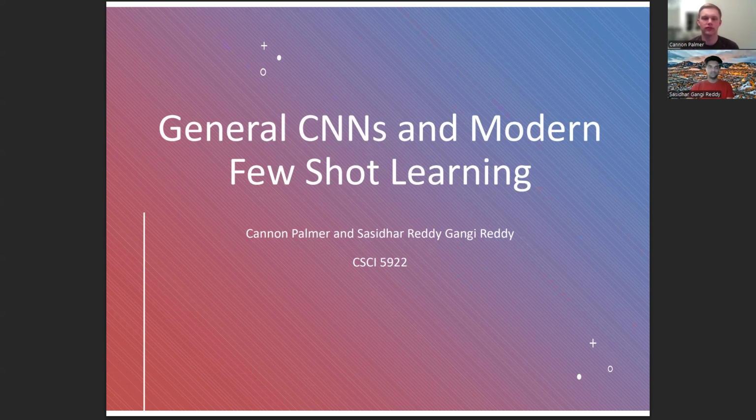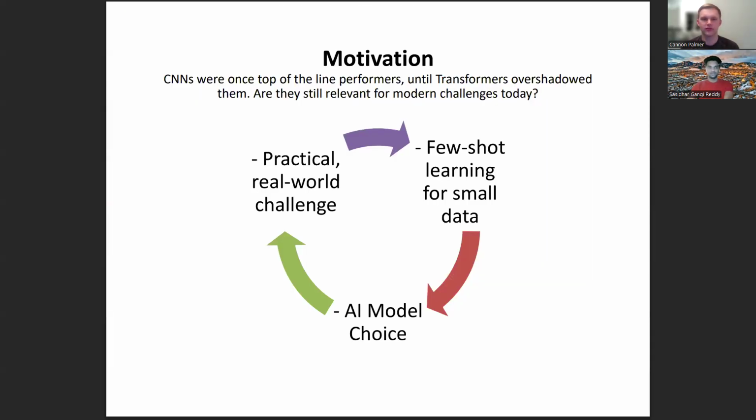CNN and Modern Few-Shot Learning. In real world use cases like medical diagnosis or tracking wildfire, we usually have extremely few images per class. Few-shot learning allows models to learn from only a few examples. We were curious to know, can normal CNNs still perform well when data is limited?